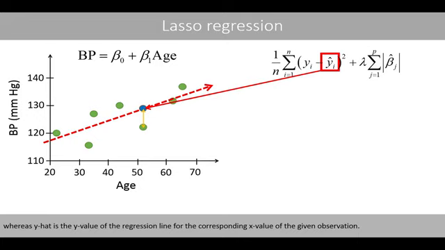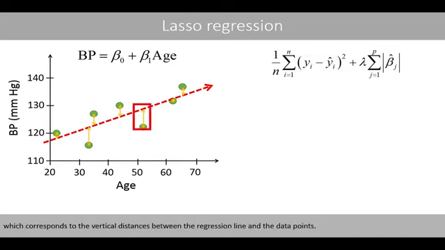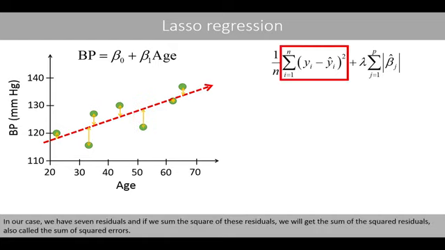Whereas y hat is the y value of the regression line for the corresponding x value of the given observation. The difference between the observed and fitted values is called residuals, which corresponds to the vertical distances between the regression line and the data points. In our case, we have 7 residuals, and if we sum the square of these residuals, we'll get the sum of the squared residuals, also called the sum of squared errors.